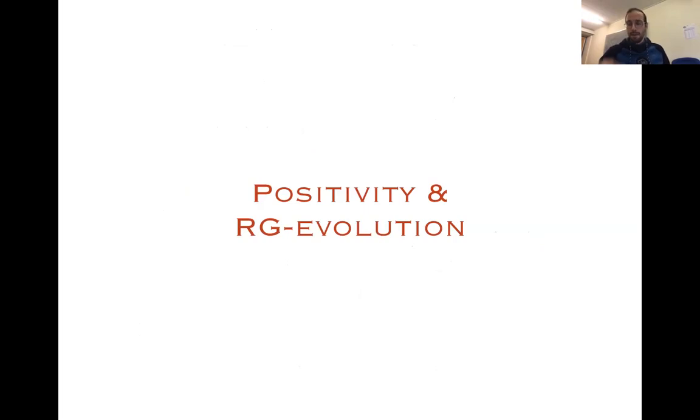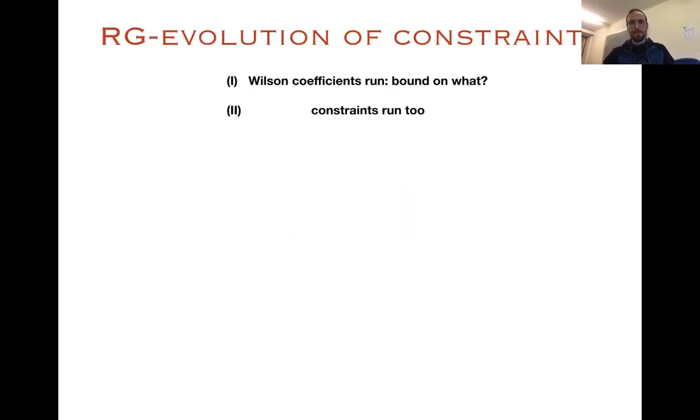Okay, so let me now move to applications and reasoning about the evolution, which actually was the thing that originated our work. We wanted to understand how the bounds evolve with the energy scale. And there are two pressing questions here. The first is that the Wilson coefficients run. So on what are you actually putting a bound on? What scale, on what coupling, on what?